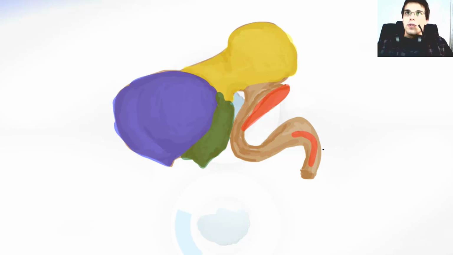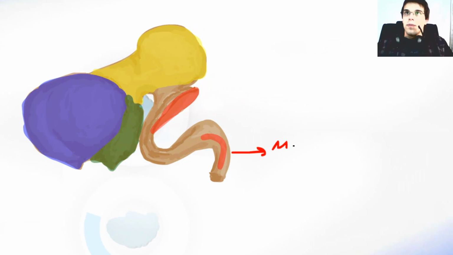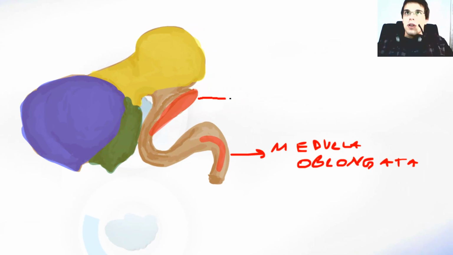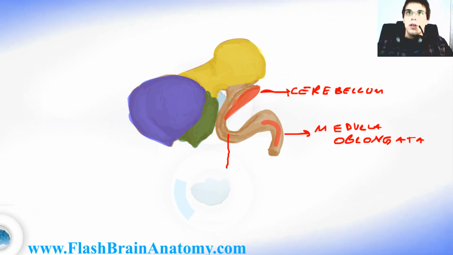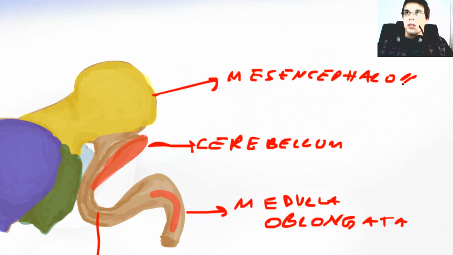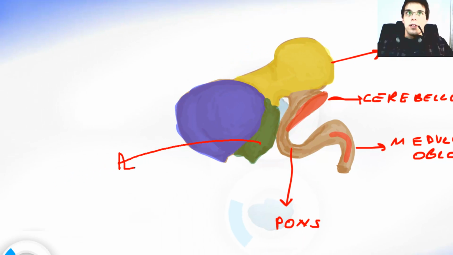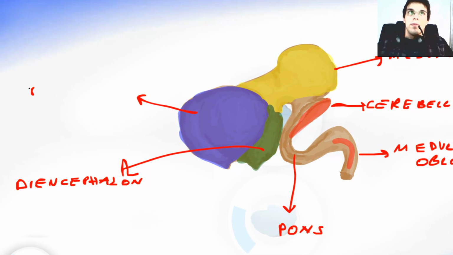Now let's write all this. This was the medulla oblongata. Then this was the cerebellum. And this over here is the pons, the mesencephalon, the diencephalon, the telencephalon.